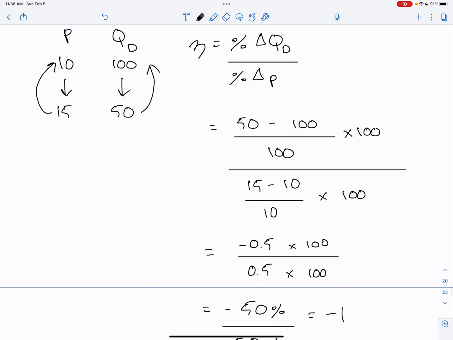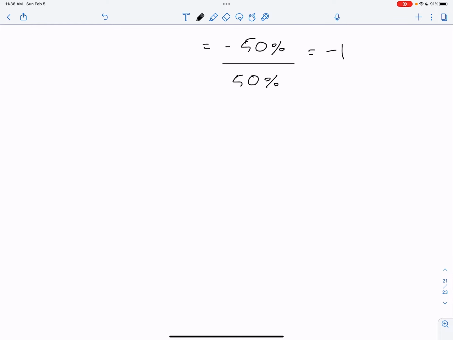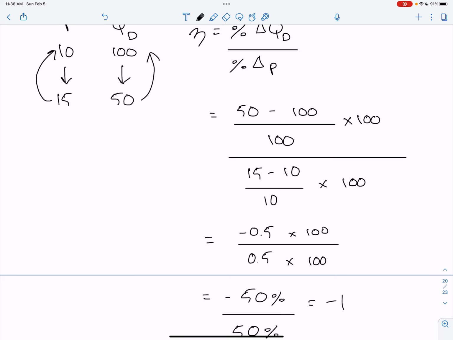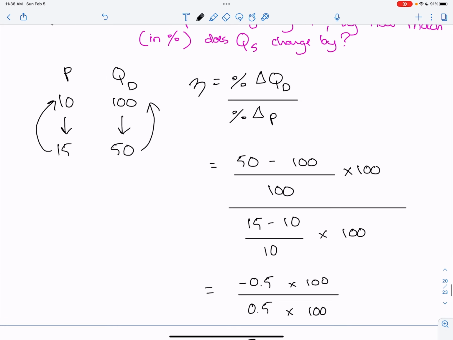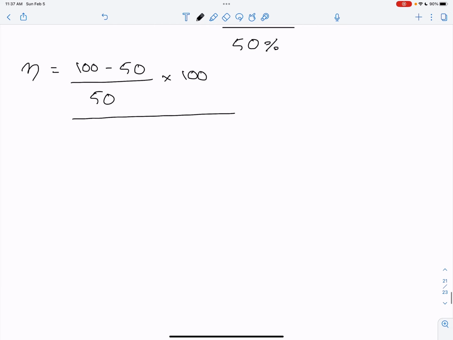So rather than 50 minus 100 over 100 on the top, we would be getting 100 minus 50 over 50, times 100, divided by, okay, now price is not going from 10 to 15. It's now going from 15 to 10, right? So we would get 10 minus 15 over 15 rather than 15 minus 10 over 10. So 10 minus 15 over 15 times 100.